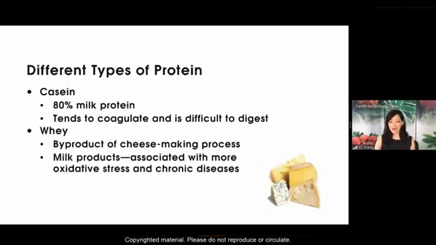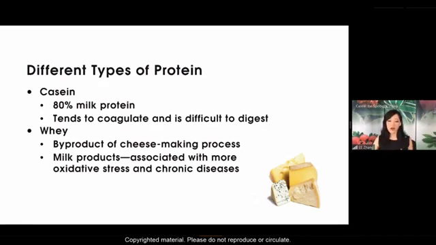For example, casein protein is about 80% of milk protein, but it tends to coagulate and it can be tough on your digestive system. Whey is a byproduct of the cheese making process. Now, both of these come from milk, and milk is not actually as healthy for us as you may think. For example, women who consumed 3 or more glasses of milk per day actually had a higher risk of death. Men who drank more milk per day had a slightly higher risk of death, mostly from heart disease.